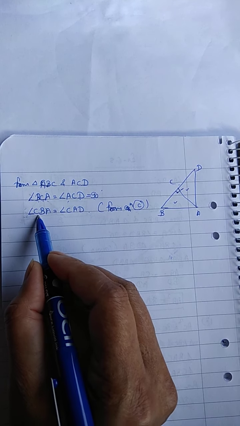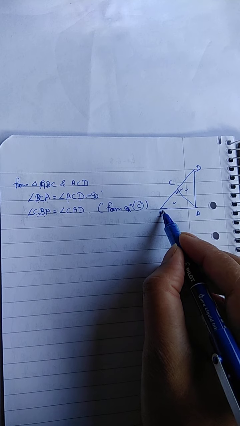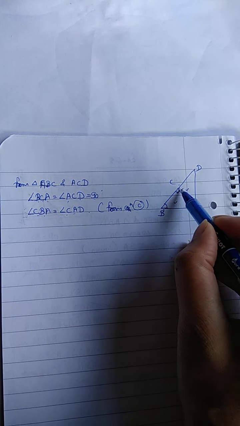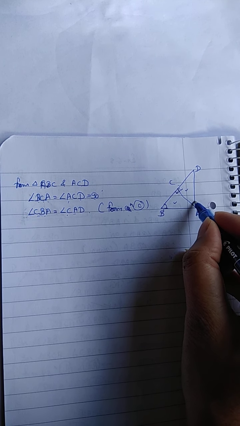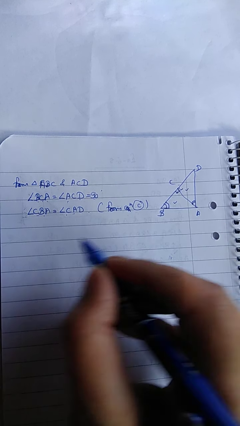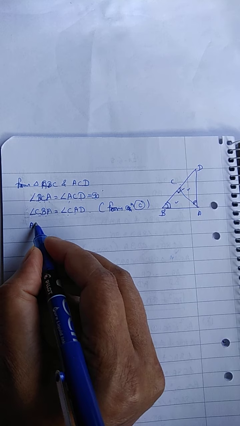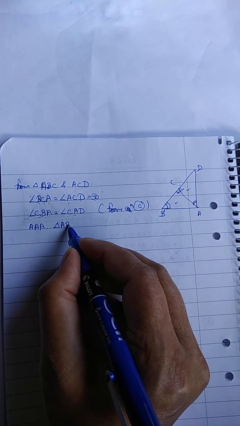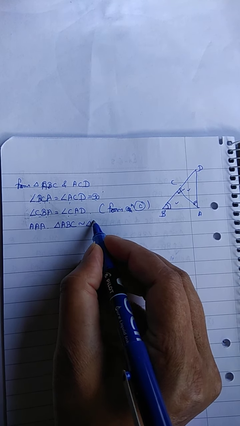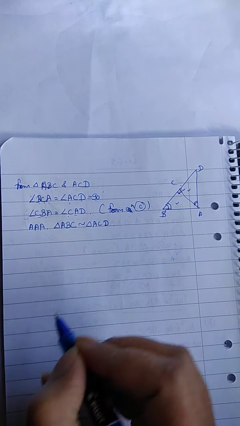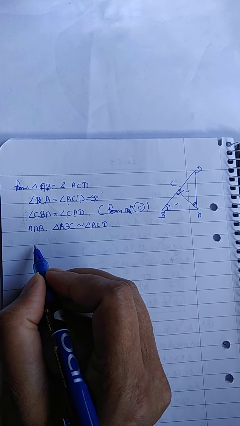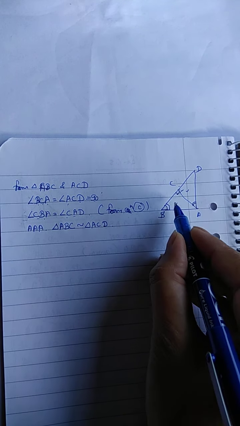Now CBA equals CAD, this angle. So this is equal to this, correct? So according to angle similarity criteria, triangle ABC is similar to triangle ACD, right? So the corresponding sides are proportional. So what are the corresponding sides?